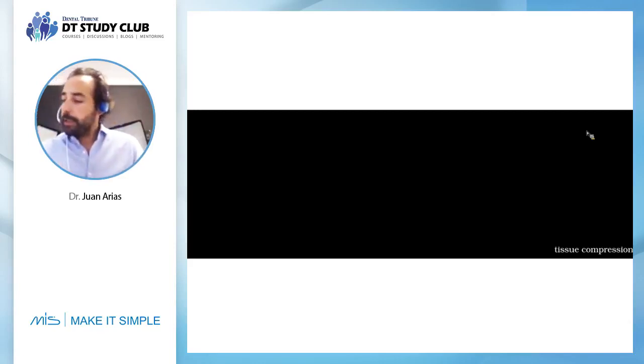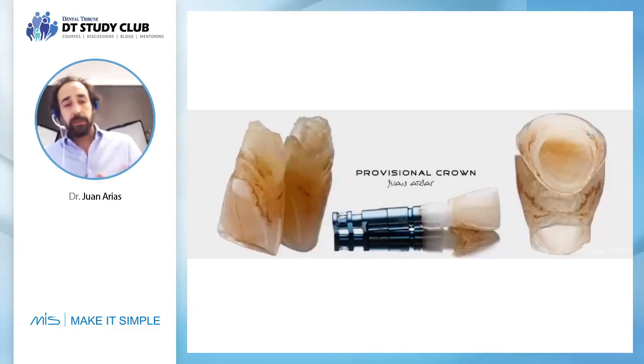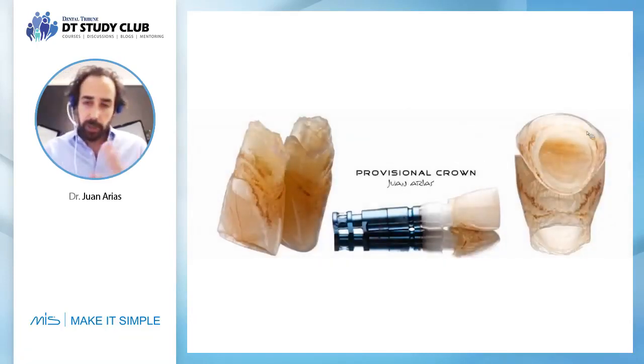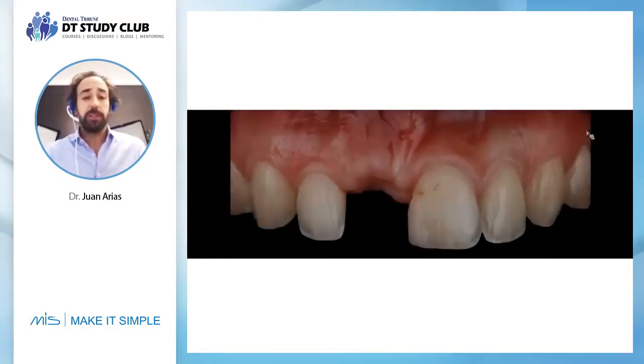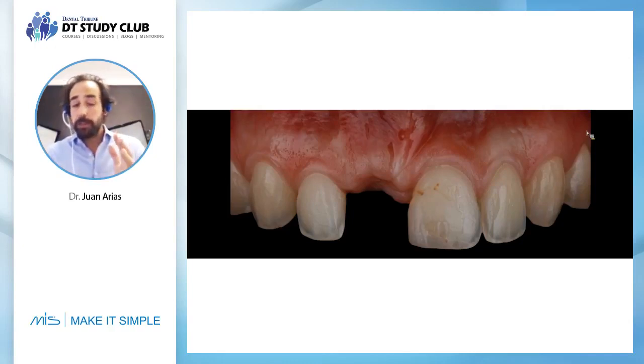So let's see the secret of this kind of treatment with the compression. As with decompression, the provisional is key. If we use provisional crowns, we can change the position of the tissue, no matter what kind of provisional you use. It's important to make the compression in the position that you really want, so that the tissue will rise to the lateral zones and recreate the gingival crest.